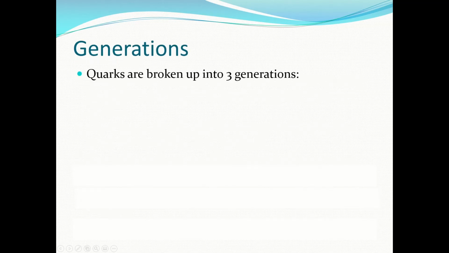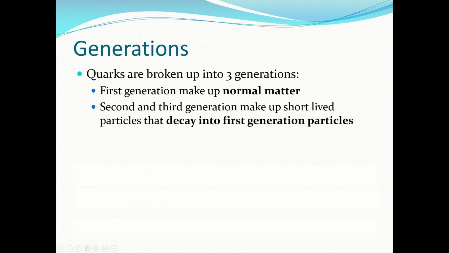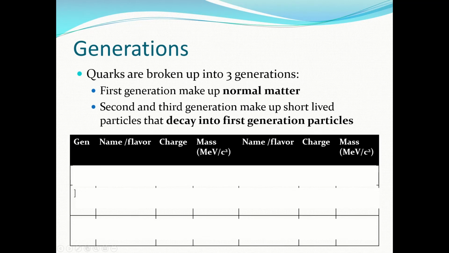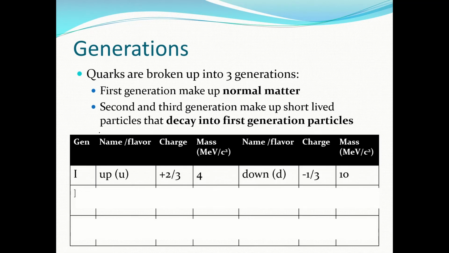So quarks can be broken up into 3 generations. Our first generation is normal matter. And our second and third generations make up short-lived particles that decay into first-generation particles, right? So these first generations are what we need to know. An up quark is positive 2/3, a down quark is minus 1/3. And you have these on your data book, I'll show you where.